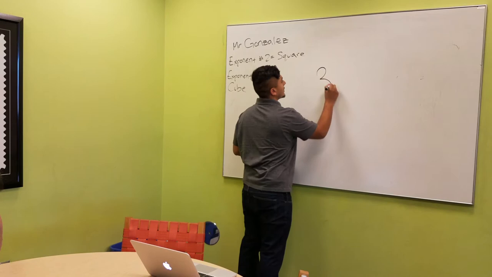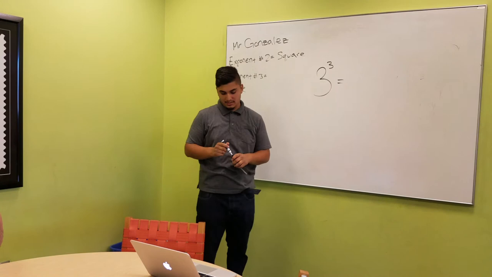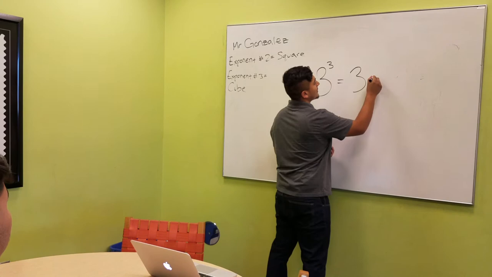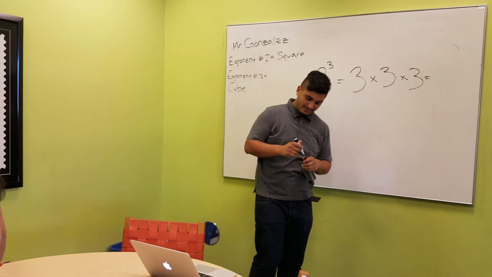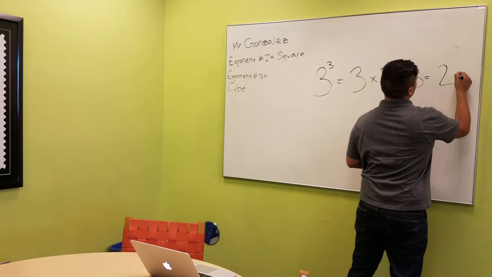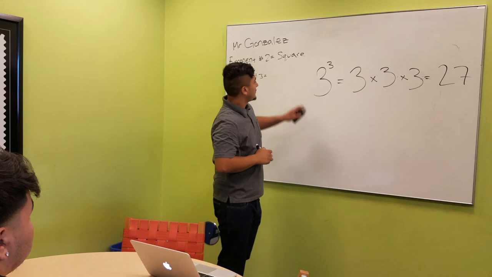So, Mr. Adam, what do you think this means? I think it means three times three times three. It does. So what's three times three? Nine. What's nine times three? 27. Correct, 27. So this is how you do cubes.